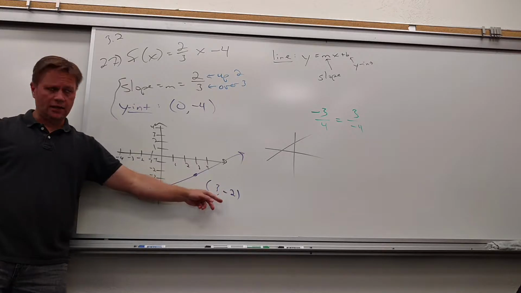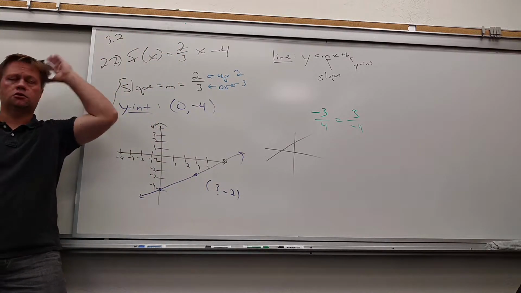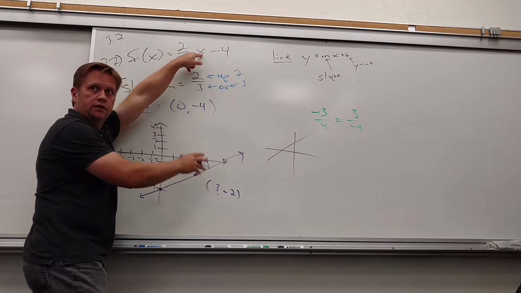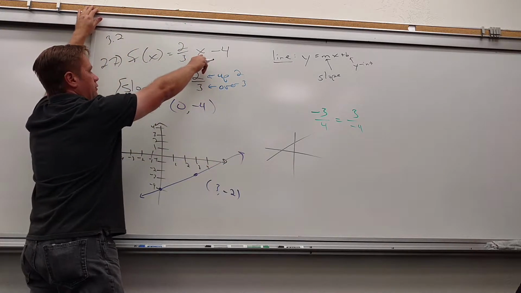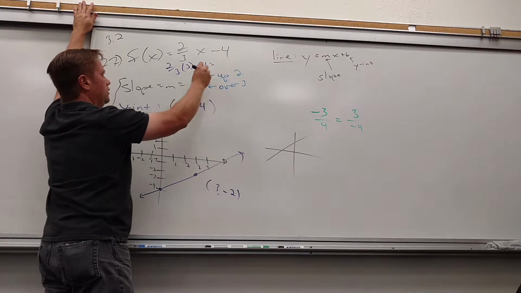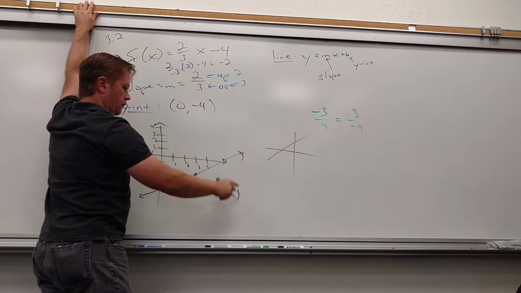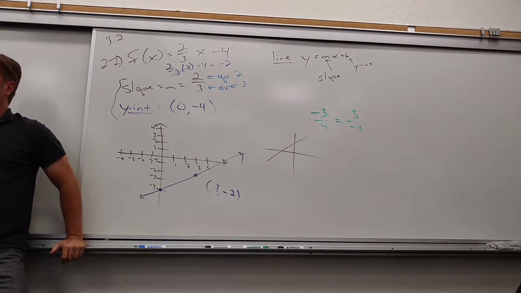Plug it in. When you plug it in, it's got to work. That's all. Sure enough, if you plug a 3 in, because it's the point (3, -2), and 3 is the X piece, negative 2 is the Y piece. When you plug a 3 in, what do you get? 3 over 3 times 3 minus 4. The 3's cancel. What's 2 minus 4? Negative 2. So you can always check to make sure that the point is the right point.